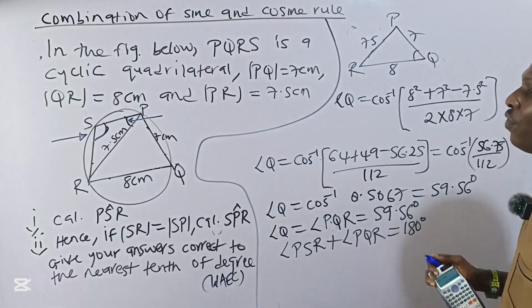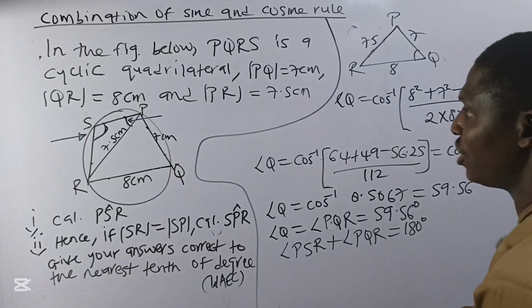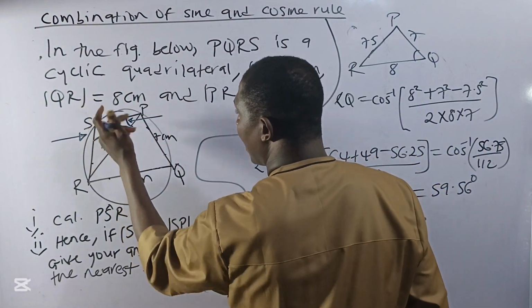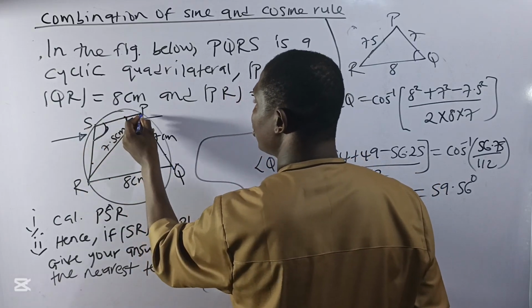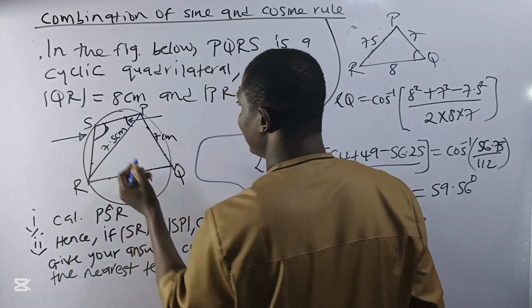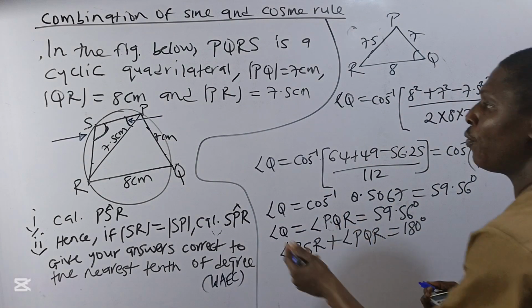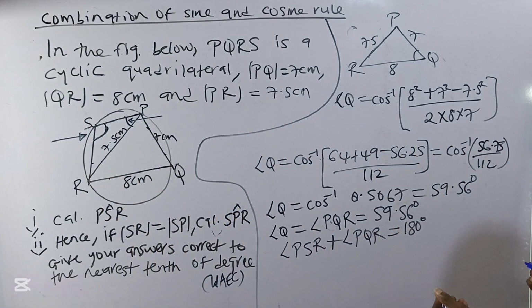And the reason is because opposite angles in a cyclic quadrilateral are supplementary. It's a cyclic quadrilateral. Why? This is a quadrilateral, a four-sided shape, 1, 2, 3, 4, and they are touching the edges of the circumference of the circle. That makes it a cyclic quadrilateral. And the sum of opposite angles in a cyclic quadrilateral is equal to 180 degrees.